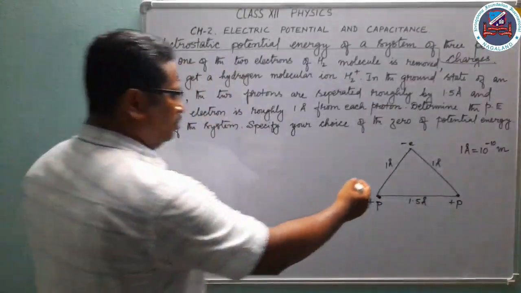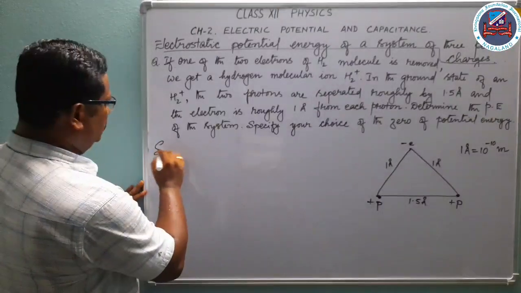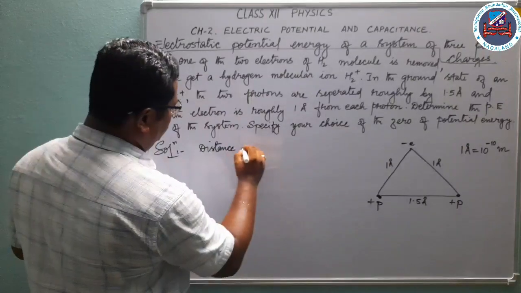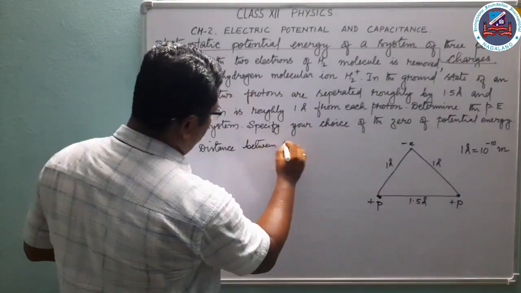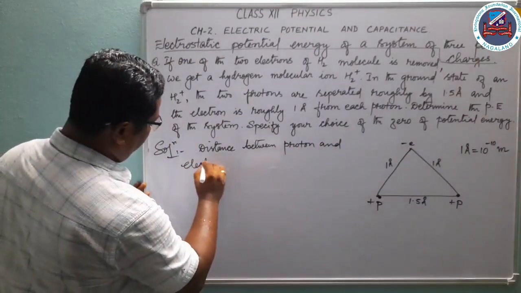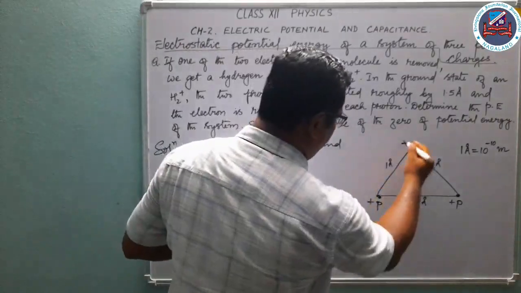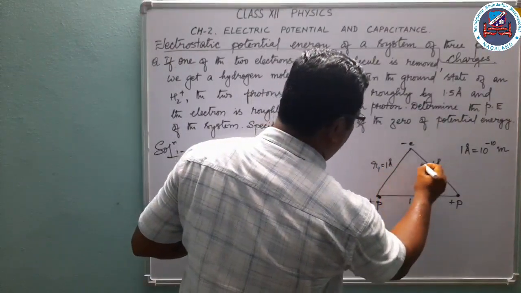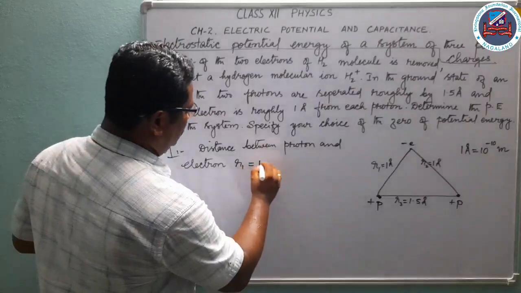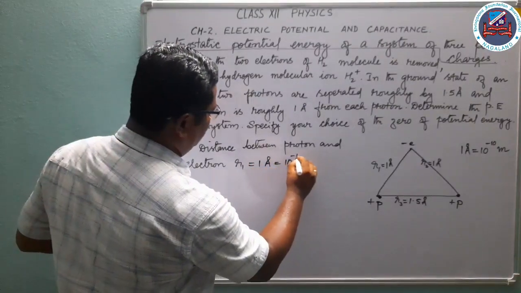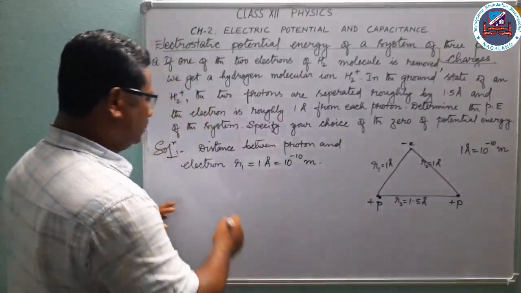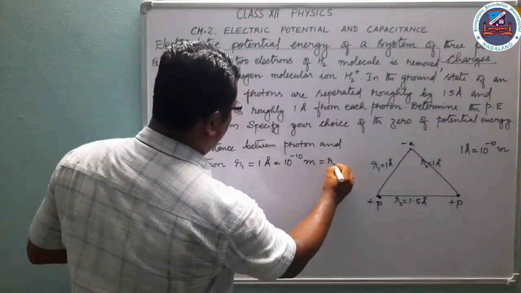So distance between proton and electron, let us do a solution like this. Distance between proton and electron. To make it easier, let us take it as proton, electron. Here you have R1, let it be R2, let it be R3. Let us write this R1 equal to 1 angstrom unit, that is 10 to the power minus 10 meter. The distance R1 and R2 both are equal. R1 is equal to R2 also.